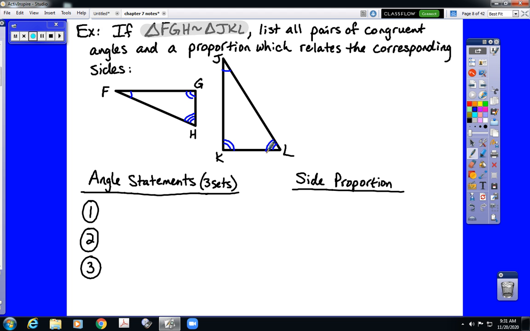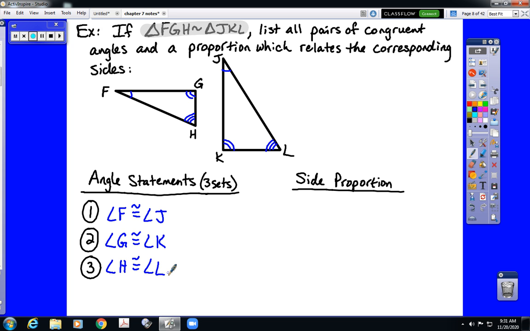So we can go right away and say angle F is congruent to angle J. Angle G is congruent to angle K. And angle H is congruent to angle L. Those would be our angle congruent statements. That takes care of the first half of the problem. Now the side proportion is a little bit trickier. Not a whole lot trickier, but a little bit trickier.